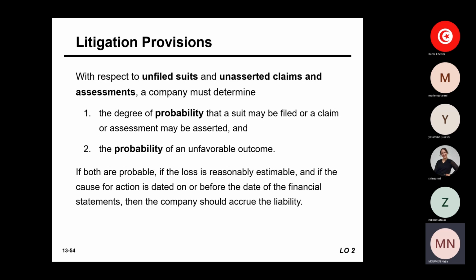If the amount will be reasonably estimated, okay? And these are the details. And of course, the cause of action is talking in particular about a past event. Okay, so here the event actually occurred on or before the statement of financial position date. Then of course we should accrue a liability, so we should record it as a liability.